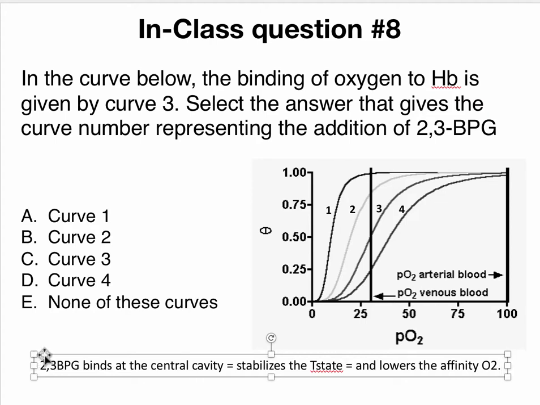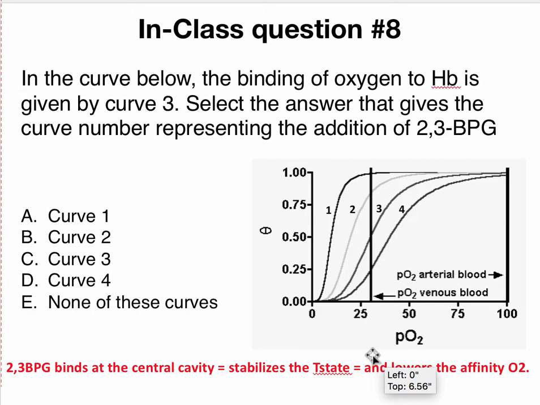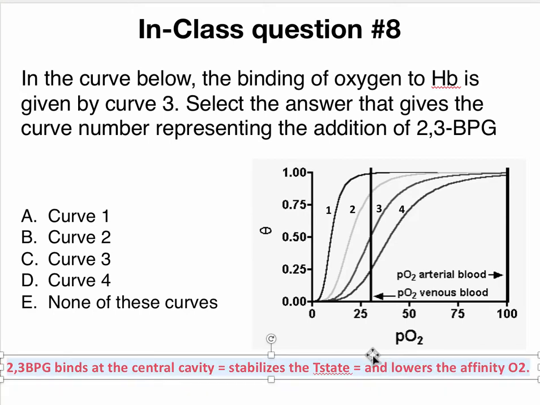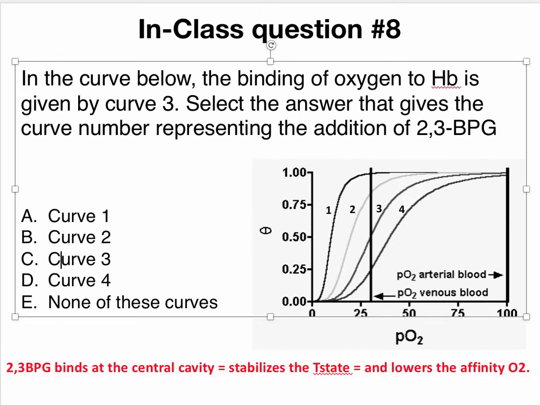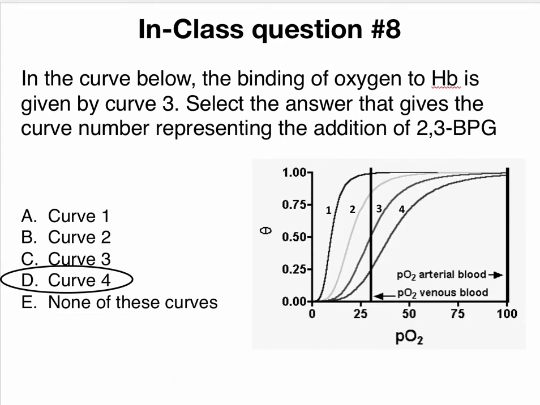All right. We know that when our affinity lowers on our curves, our curve shifts to the right. And so the answer would actually be curve number 4, right? So the answer would be D.